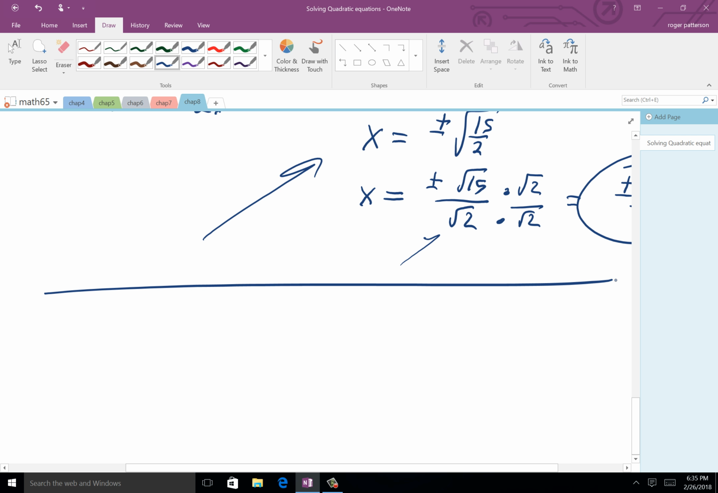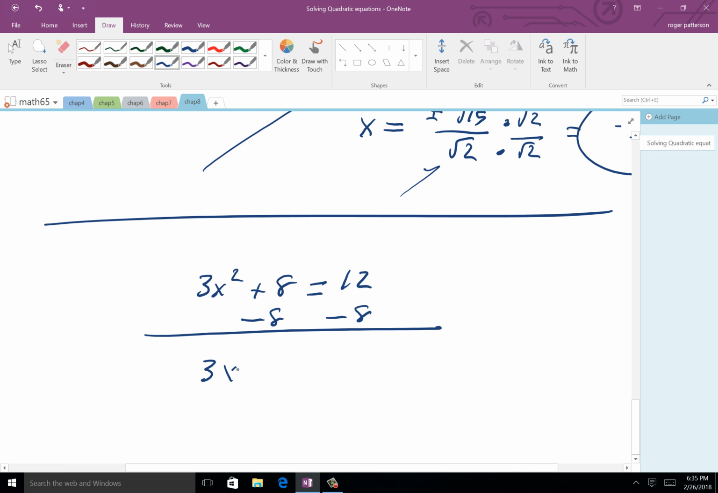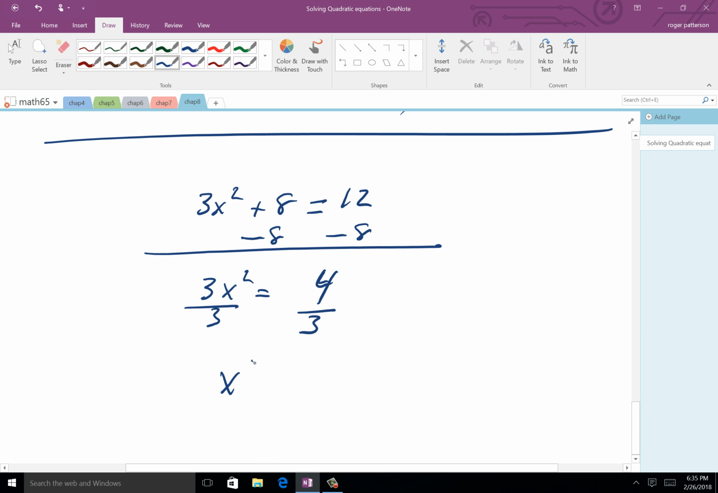So let's try another one kind of like that. So just so we get to see what that looks like. Okay, so here again, obviously you're telling me you know how to do this. Oops, not yet. Getting excited there. 4. Okay, then I'm going to divide by 3. All right, you got all that part figured out.